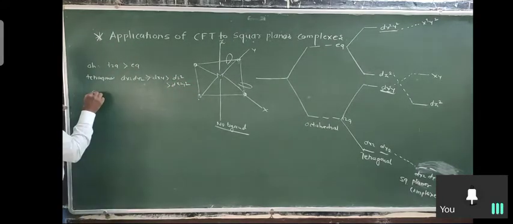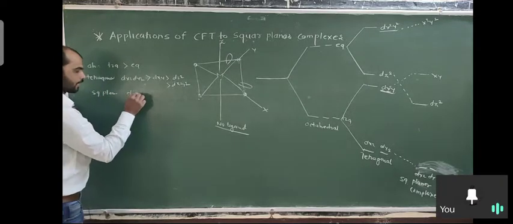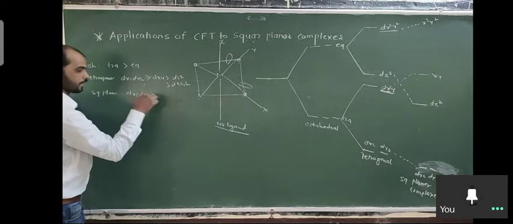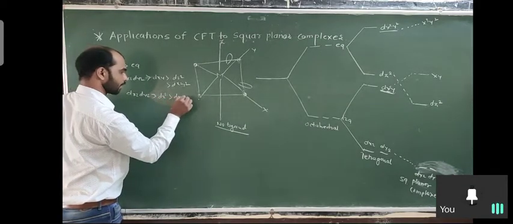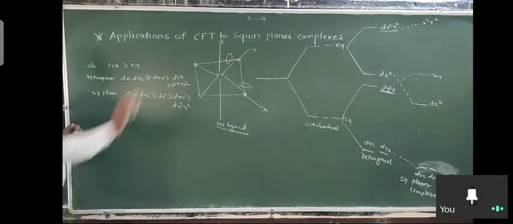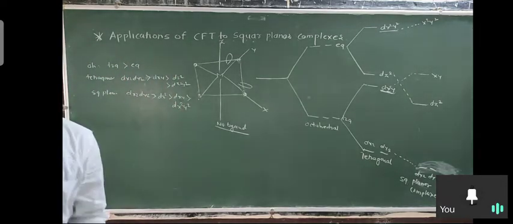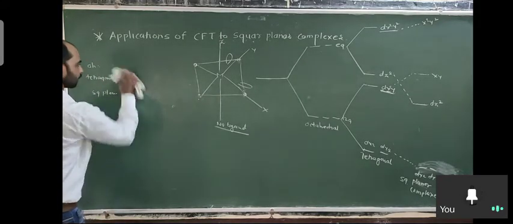But in square planar, dxz dyz, then dz square, then dxy, and then dx square y square. Sorry, this is a decreasing order. You can write increasing order. Sorry, आपण increasing order काढायची आपल्याला.